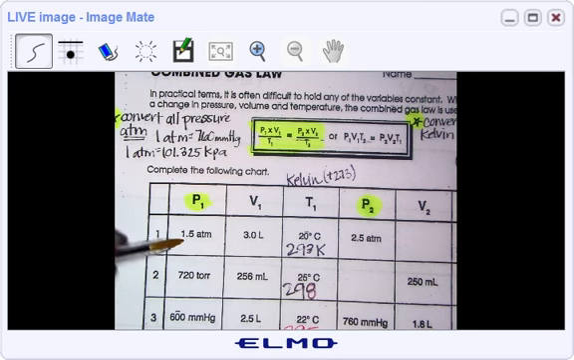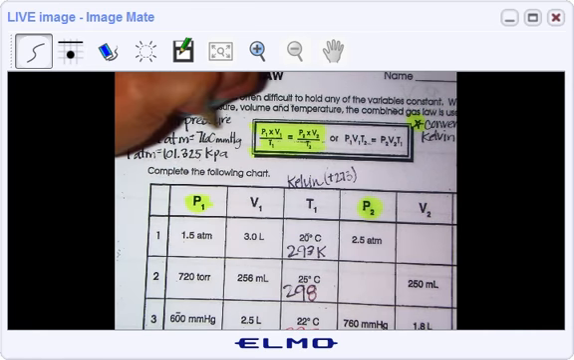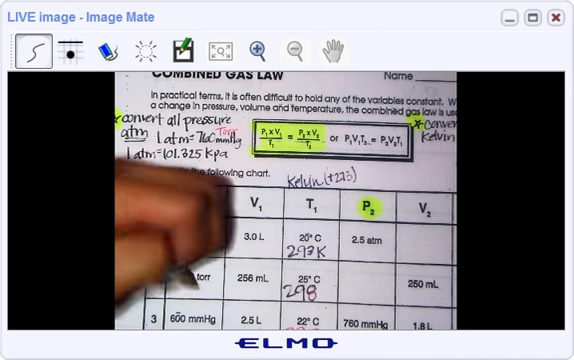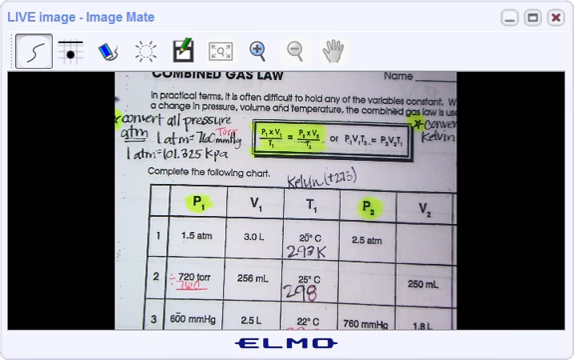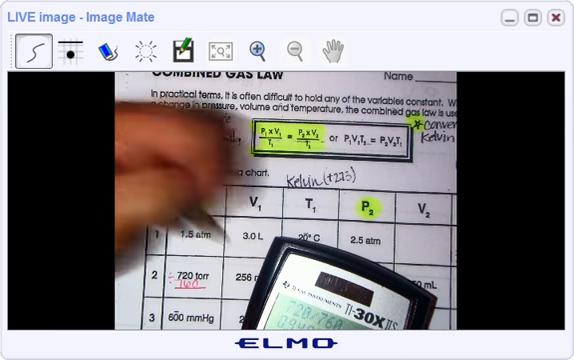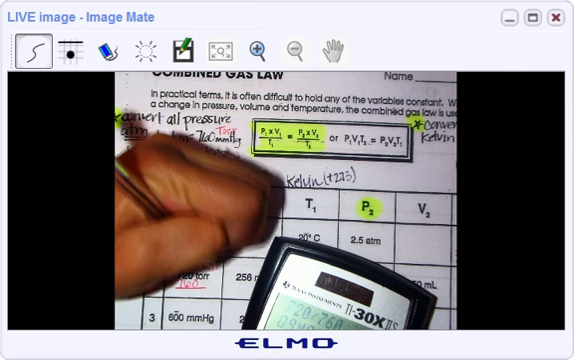So I'll do this one. This one's in atm, so I can keep it that way. This one is in torr, and that is the same as mmHg. So I'm going to divide by 760. Just going to type it in my calculator. 0.94. I'll put 0.95 atm.